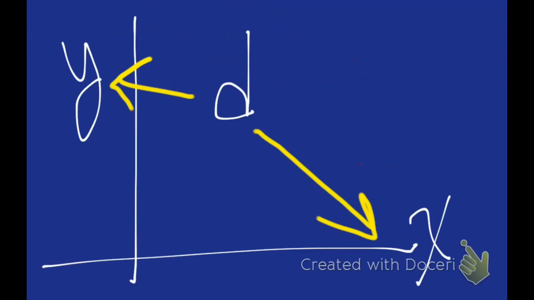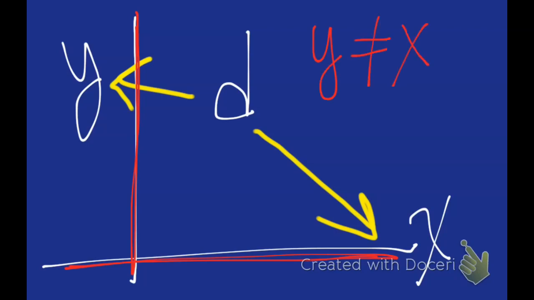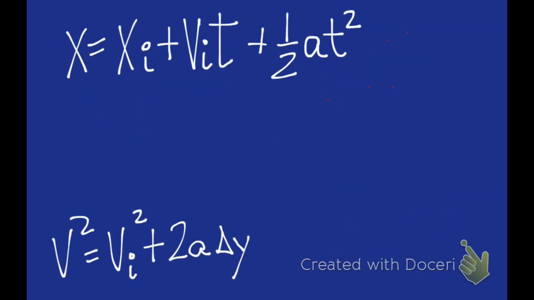Let's go ahead and replace the d with either a y or an x. So you can be thinking about, is this moving up and down or is it moving left and right? Because you need to remember that y is not x. Keep that in mind. So this is what those formulas might look like. This one lets you find a displacement using velocities, times, and accelerations. And this one lets you find a displacement if you know velocities and accelerations.